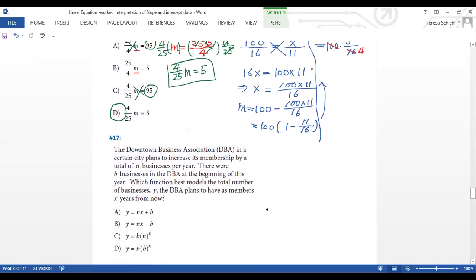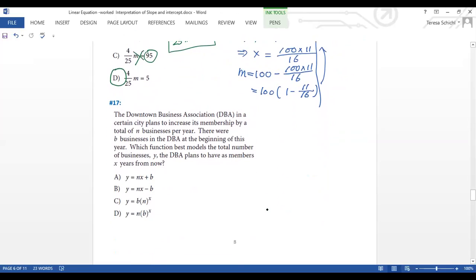Okay, so now let's take a look at 17 here. Number 17, they tell you the downtown business association in a certain city plans to increase its membership total by n businesses per year. Oh, I see that. So n businesses per year. This "per" is very important, that's the rate of change. And also they say there will be businesses in the DBA at the beginning of the year. Whoa, this one is good.